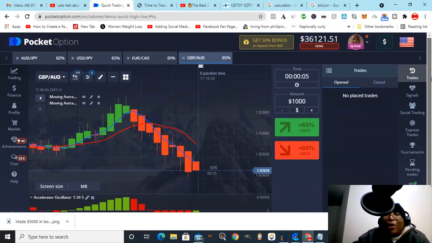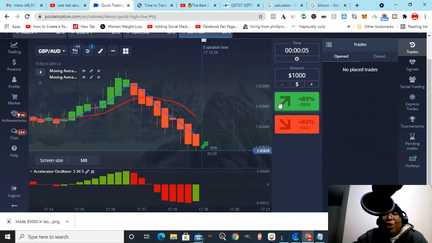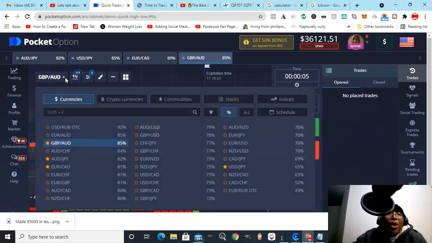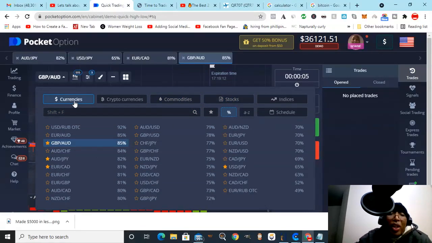Okay. So let us take a few trades here. Now, okay, you come here and you can pick anything. You can pick stocks, OTC. So with this strategy, you can trade OTCs, but OTCs right now are not paying much. So I'm just going to stick with the currencies. Okay. So I'm going to put up a few currencies here. Oh, there's one here that's paying 92%. Okay, let's look at that. Okay, again, there you go.